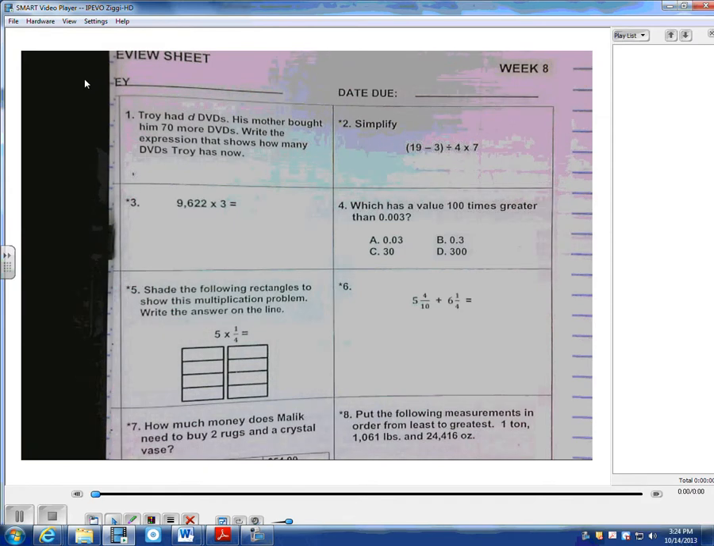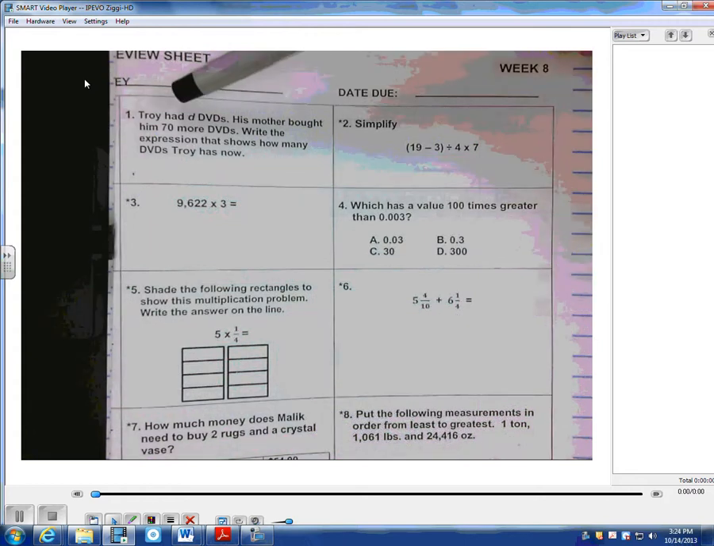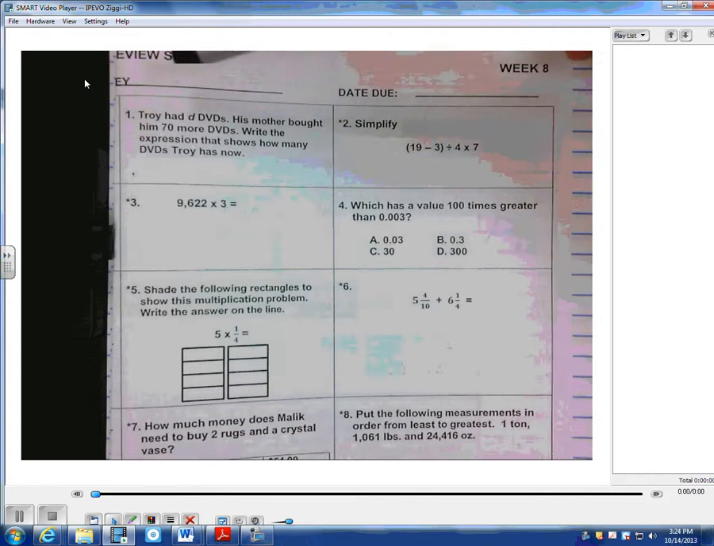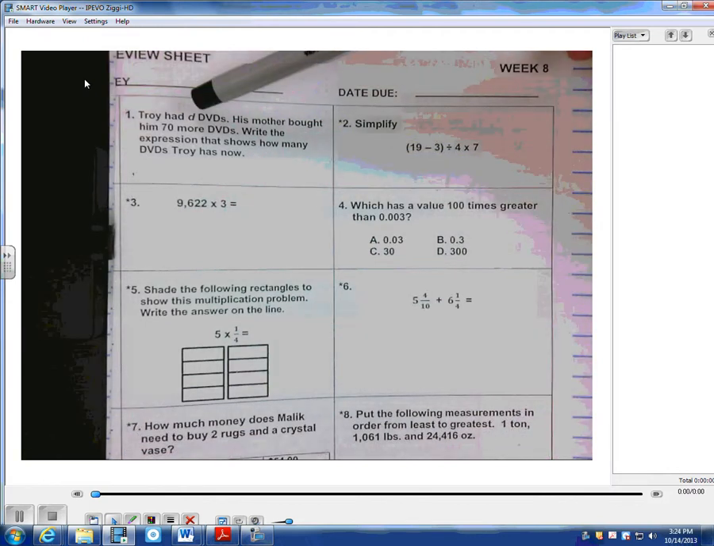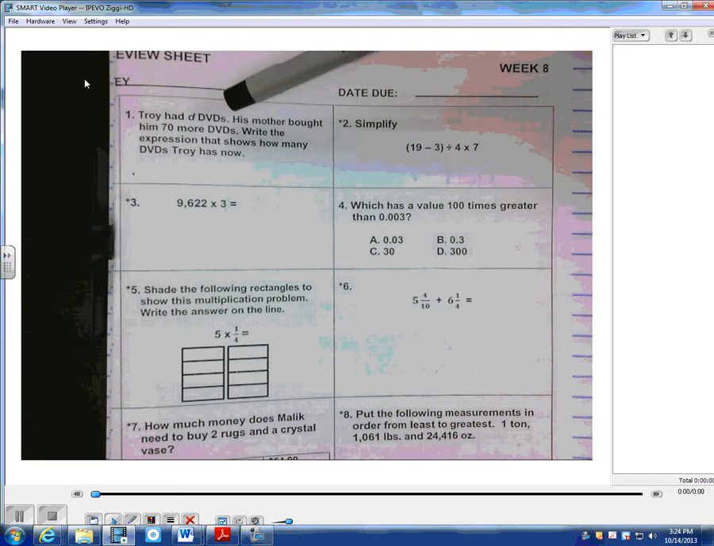All right, let's look at number 1. It says Troy had D DVDs. And that letter D, all that means is that there's a certain number that we're going to be trying to find. So Troy had D DVDs. His mother bought him 70 more DVDs. Write the expression that shows how many DVDs Troy has now.